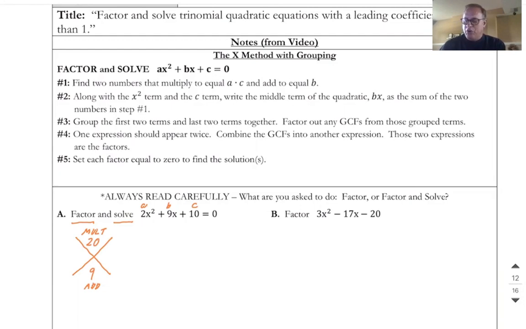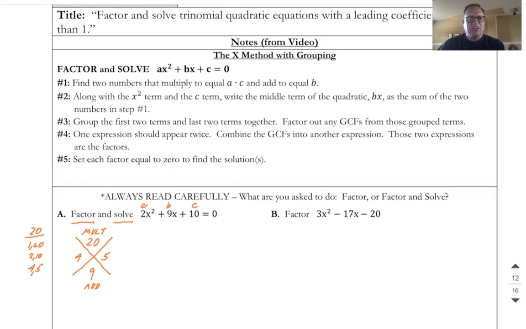Okay, so in thinking about this, and I can show this off at the side here, what makes 20? Well, 1 times 20, 2 times 10, and 4 times 5. So which of those pairs of numbers would work? Well, 4 and 5. Okay, so we have completed step 1.